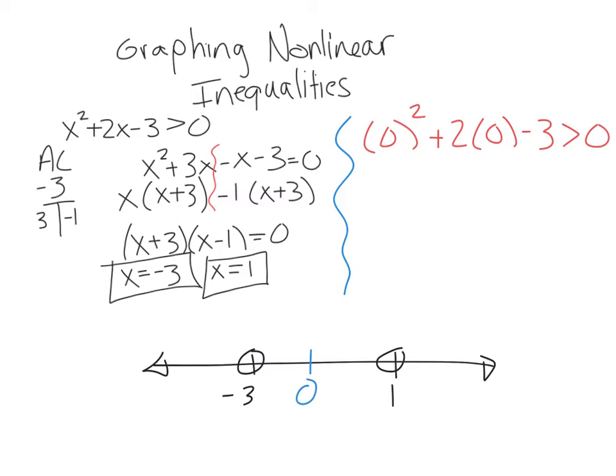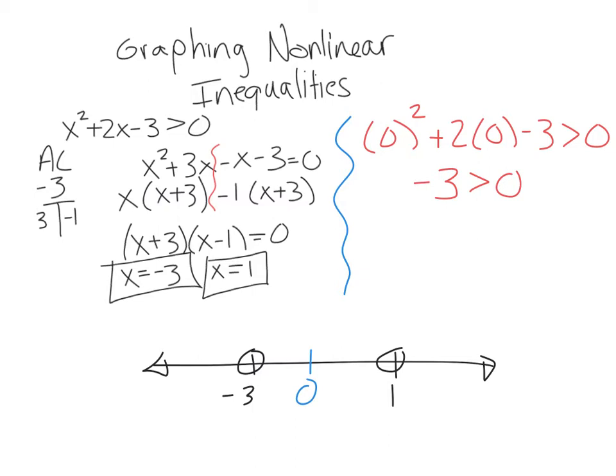So 0 squared is 0, 2 times 0 is 0, leaving you with -3 is greater than 0. Now, you can see why I choose 0. It basically makes your math really easy. Anything with a 0 in it goes away, leaving you with purely the constant to look at.